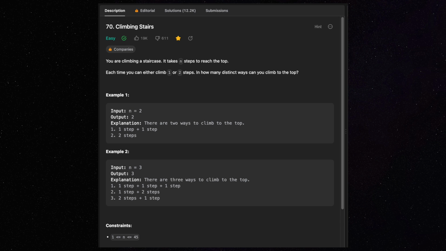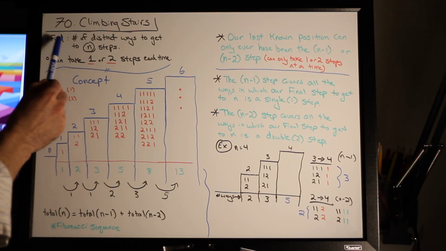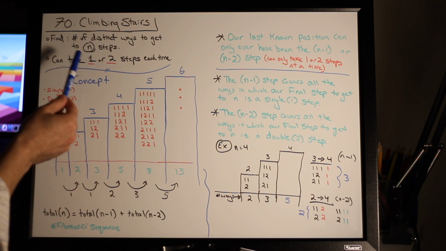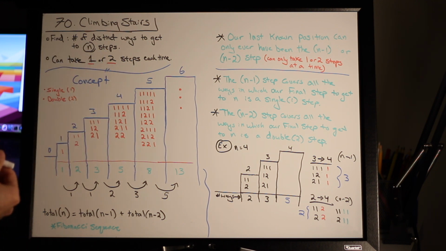It gives us a couple of examples which we'll explore on the whiteboard, and it gives us a constraint of n has to be in between 1 and 45 inclusive. Our task is to find the number of distinct ways to get to n steps, and we can take 1 or 2 steps each time to get there.